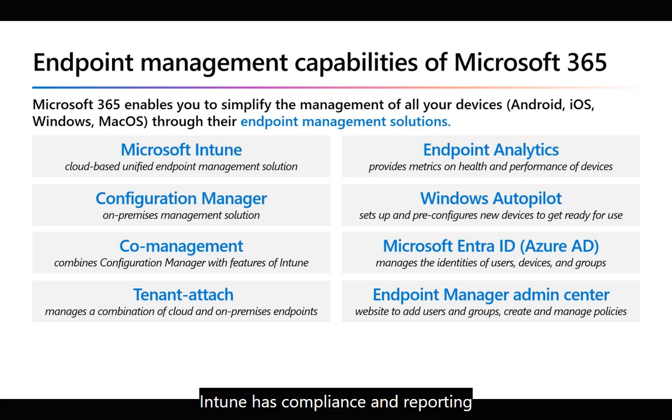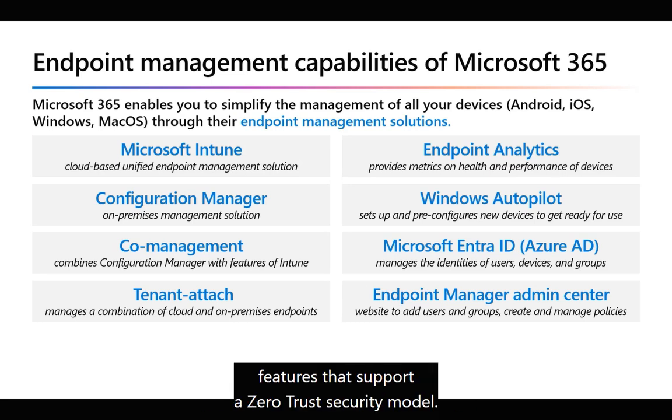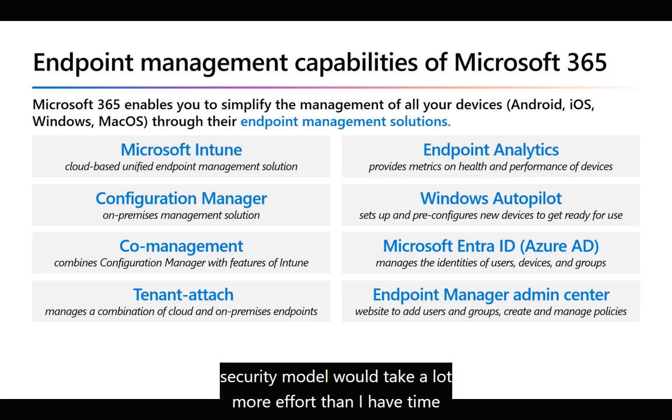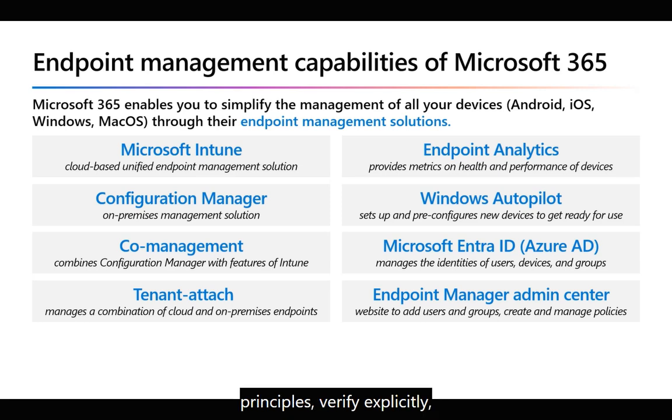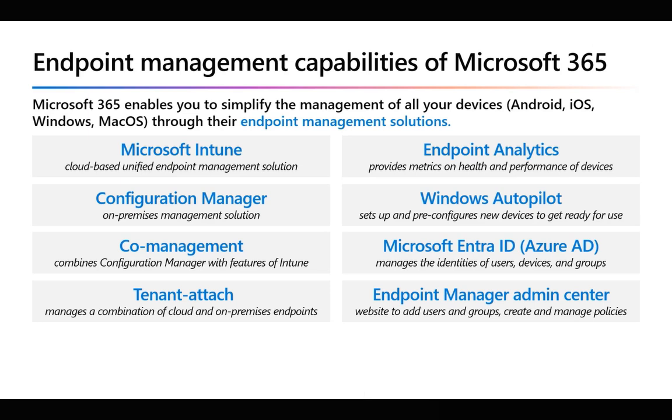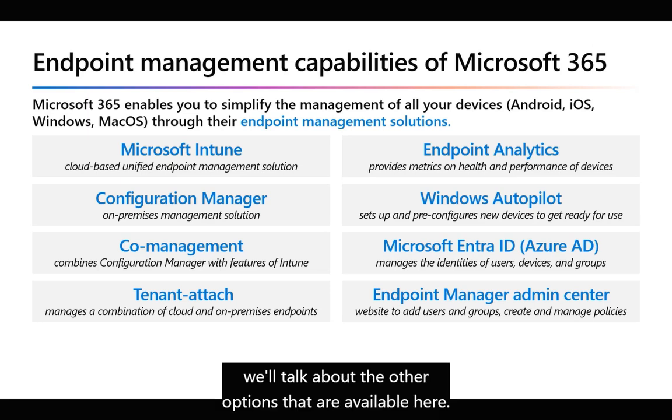Intune has compliance and reporting features that support a zero trust security model. Now, getting into the zero trust security model would take a lot more effort than I have time for today, but we can definitely touch on it at another point. Zero trust is a security model consisting of three guiding principles: verify explicitly, use least privilege access, and assume breach. Moving on, we'll talk about the other options that are available here.